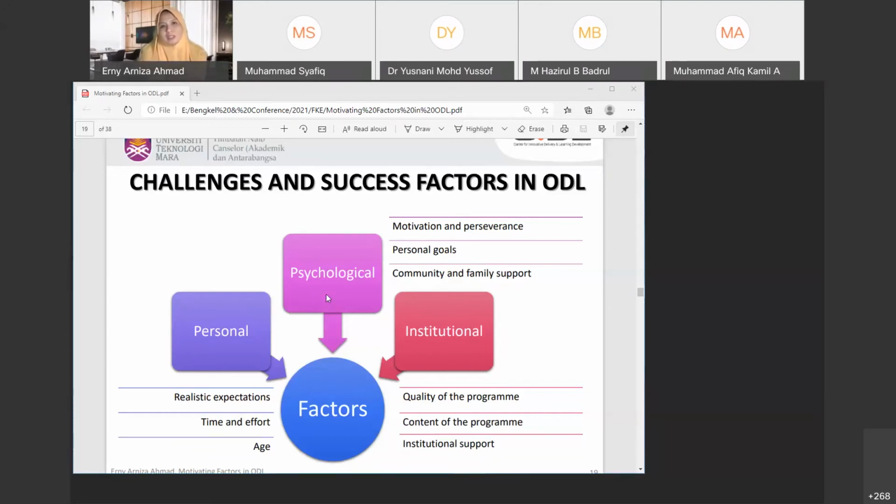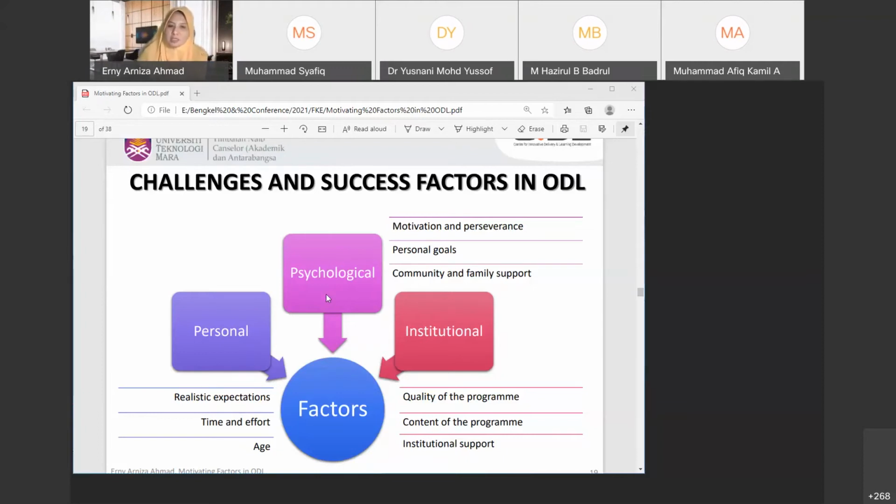You nak kahwin bila? Nak anak bila? Nak beli rumah bila? You duduk dekat mana? Nak settle down bila? Kena fikir. Itu personal goals tu. Kalau tak ada, that's it. Right. And then community and family support. So this one also, orang kata apa, psychological factors. I will explain later on. This one of the challenges.